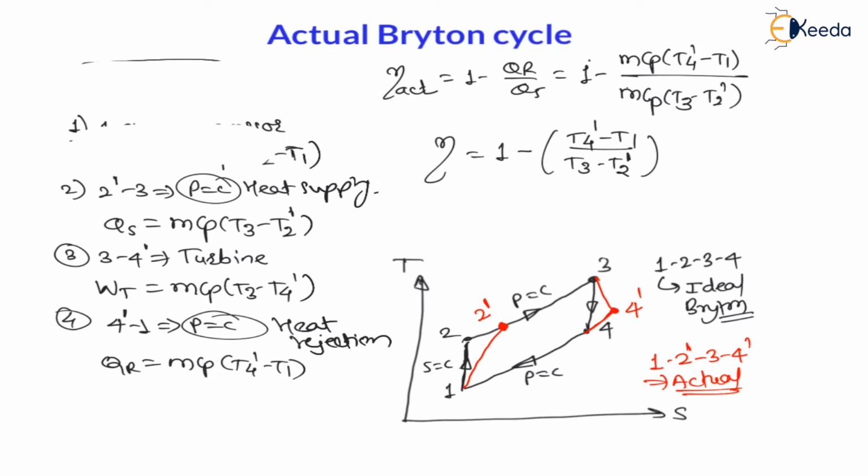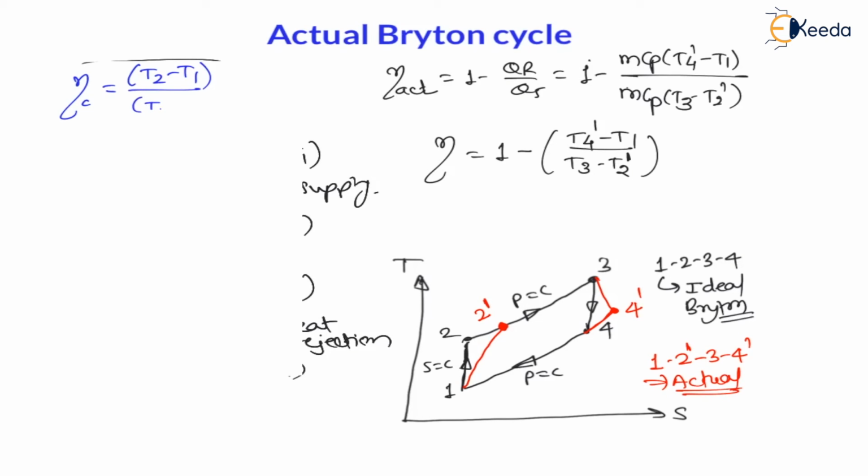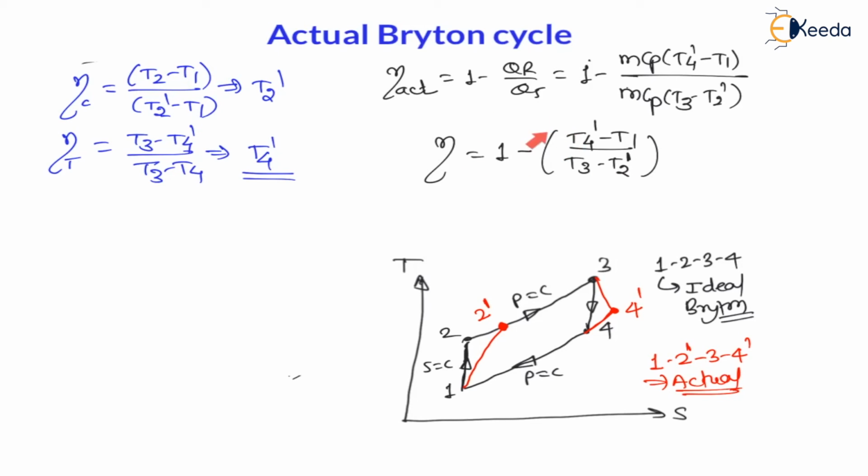And my dear students, how to find this T4 dash and T2 dash? Now they will provide you efficiencies of compressor and turbine. Compressor efficiency is nothing but (T2 minus T1) divided by (T2 dash minus T1), that we have already seen, and efficiency of turbine is nothing but (T3 minus T4 dash) divided by (T3 minus T4). This is the efficiency of turbine. From the compressor efficiency formula we are calculating T2 dash, and from the turbine efficiency formula we are calculating T4 dash. And these temperatures we are using here to find the actual efficiency of the cycle, right?